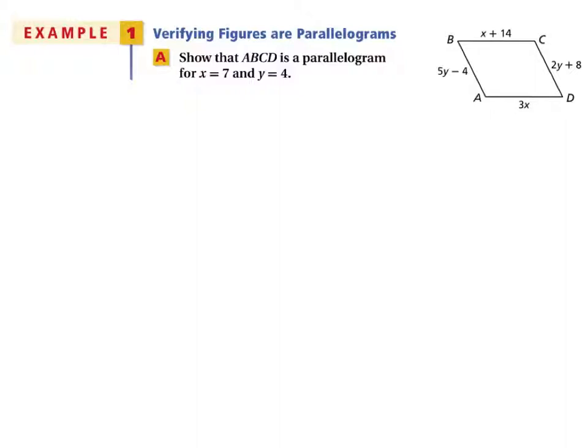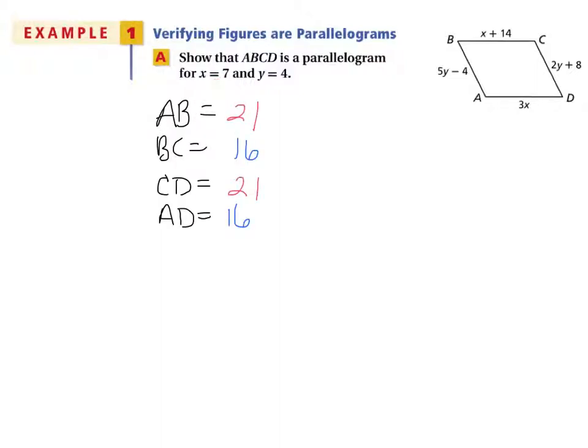Alright, I'm back. So now we want to prove that this is a parallelogram. So all we do is plug in all 4 sides and find out their lengths. And if you plug in 7 for x and 4 for y, you would find out the opposite sides are indeed congruent, and therefore, because opposite sides are congruent, we know that it is a parallelogram.